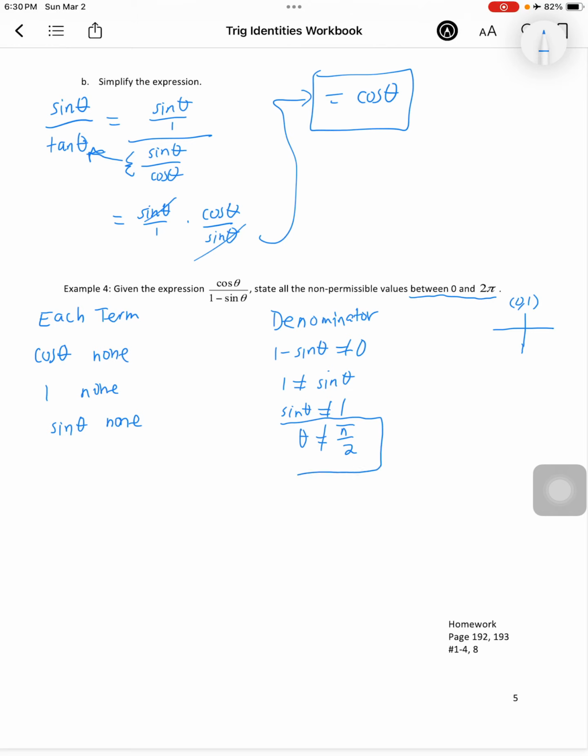And that would be our answer, because there's no general solution since we're given a domain. And that's it for today's lesson.